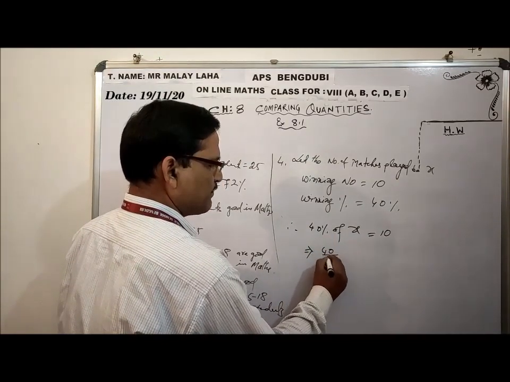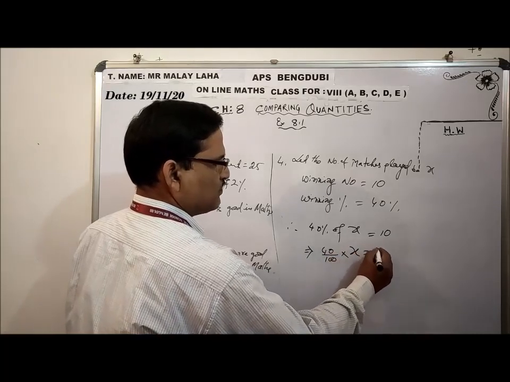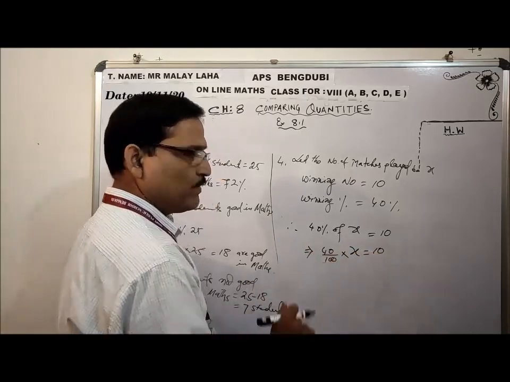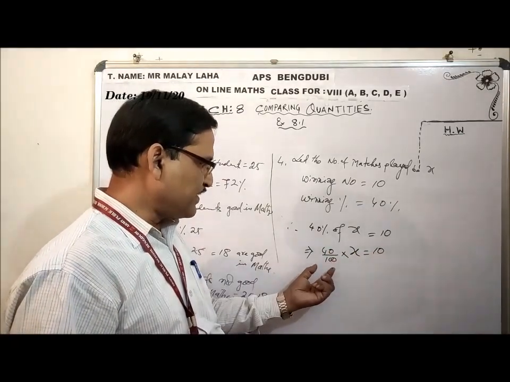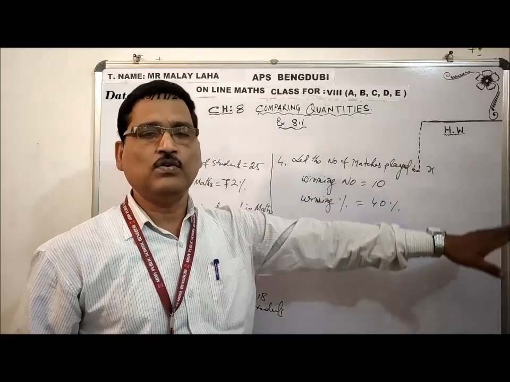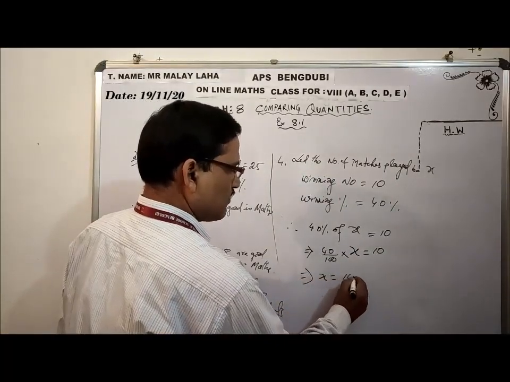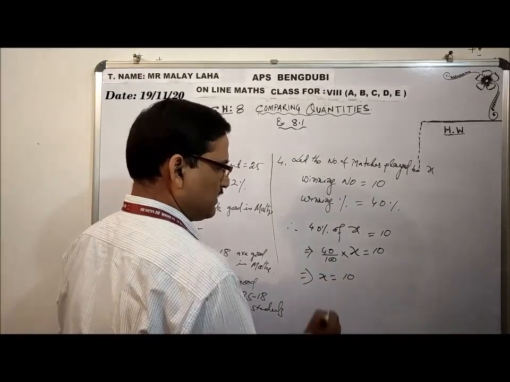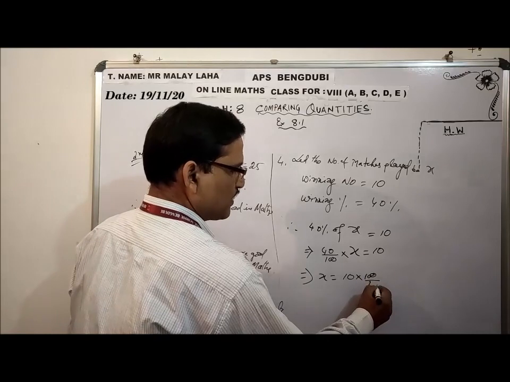40% means 40 upon 100. Of means multiply. So 40 upon 100 times X equals 10. Now it is a kind of small equation. X you leave here, and 40 upon 100 you send to the right-hand side. How can you find out X? 10 is already on the right-hand side. When 40 by 100 is shifted there, it will be 100 by 40.